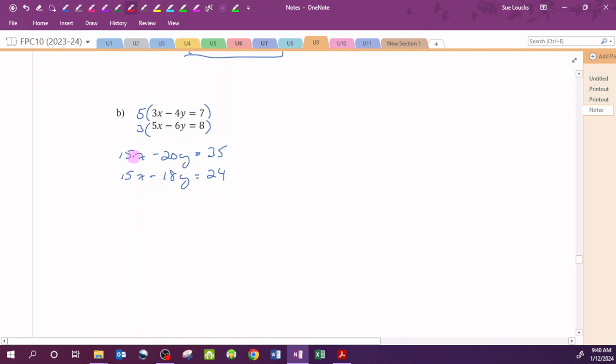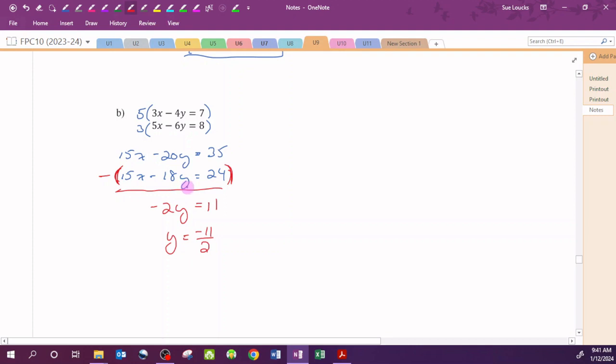And then since they're both pluses, I need to subtract. But can you see if I don't put the bracket in there, it looks like I'm just subtracting the 15x. So make sure you put those big brackets in there, make them really noticeable, okay? So 15x minus 15x is 0, minus 20y minus 18 is plus 18, so that's minus 2y. And then 35 minus 24 is 11. So then y equals negative 11 over 2.